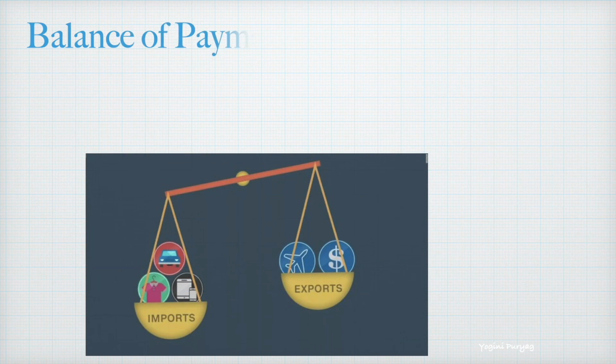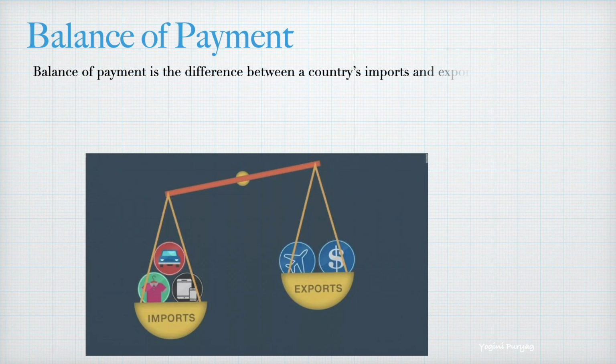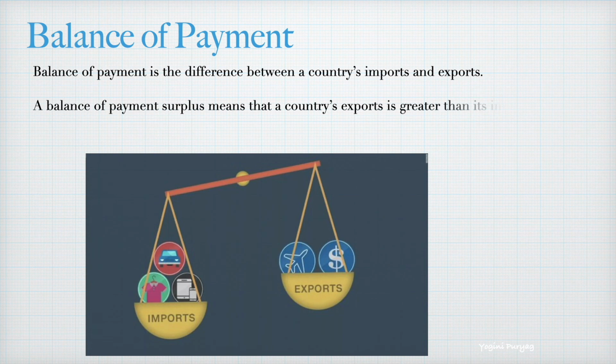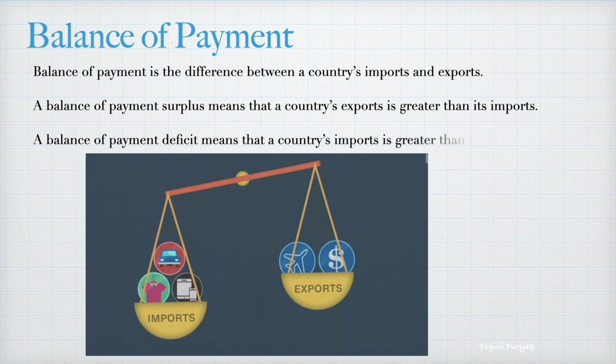Balance of payment. Balance of payment is the difference between a country's imports and exports. A balance of payment surplus means that a country's exports are greater than its imports. A balance of payment deficit means that a country's imports are greater than its exports.